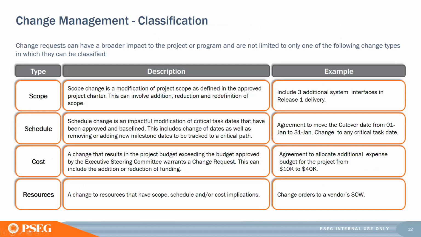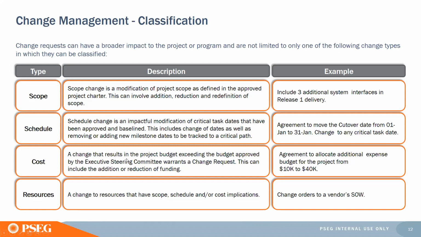So here is where we'll talk about change management classification. Here are your types that influence change management: scope. Scope change is, of course, a modification to the scope of the project as it was initially defined in the project charter. Schedule is any impactful modification of critical task dates that have been approved in baseline. So that's where you apply change management.